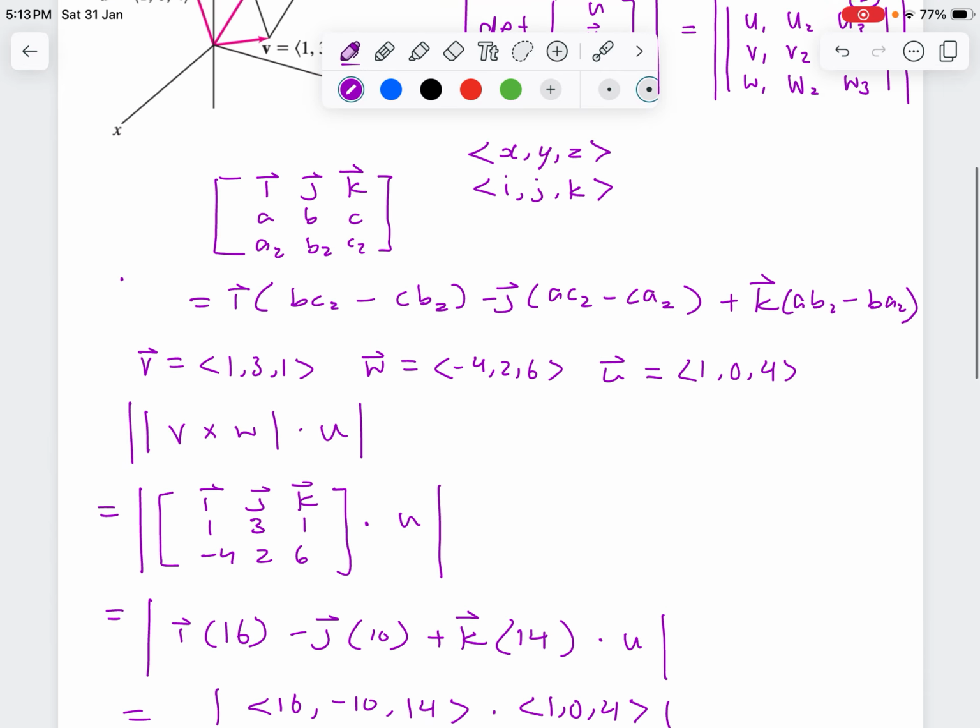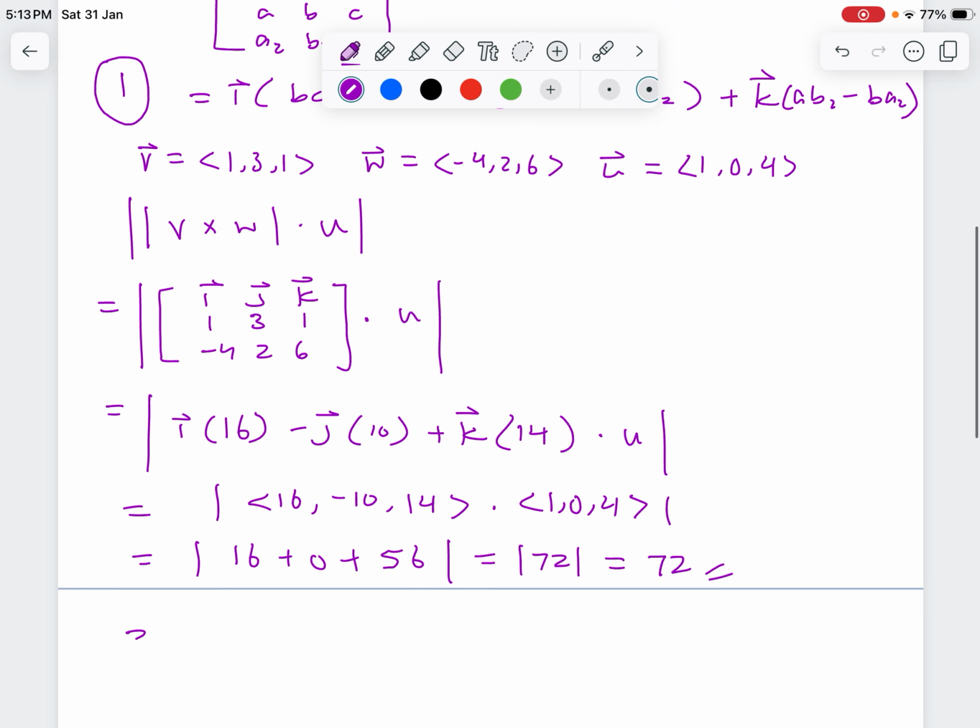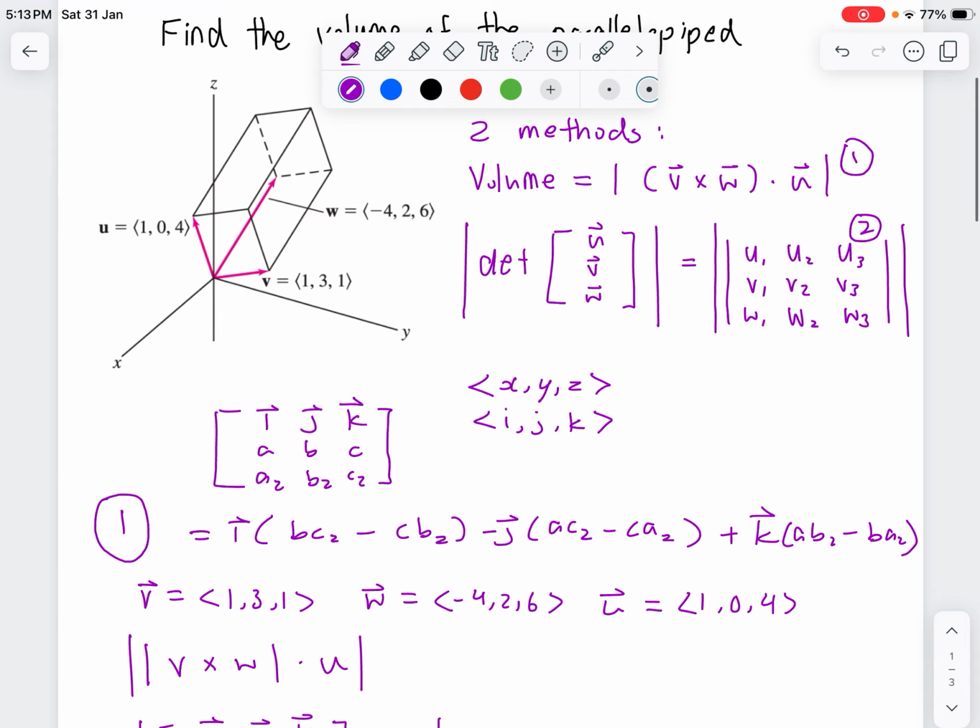That's the first method. And now let's try the second method. The second method is to find a determinant, which is basically just cross product of all 3 vectors. And this only works when you're given 3 vectors. And in this case, we are given 3 vectors, so we can do that. So what we do is we have 1 vector in the first row, second vector in the second row, third vector in the third row. And again, the order doesn't matter. But let's just say in this case, we honestly can choose anything to be on top. And in this case, let's just go on with U at the top.